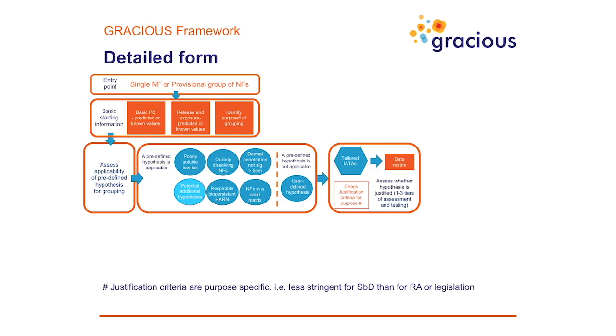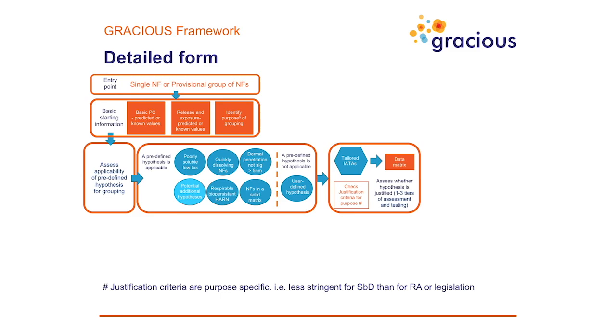So these hypotheses are tested by integrated approaches to testing and assessment, or IATAs. These are the tailored testing strategies that I mentioned in the previous slide. And they use a combination of information from existing sources, from modelling and from testing, and they combine it together using a data matrix. And this data matrix gathers together all of the evidence that you need to assess whether your hypothesis can be accepted or rejected.